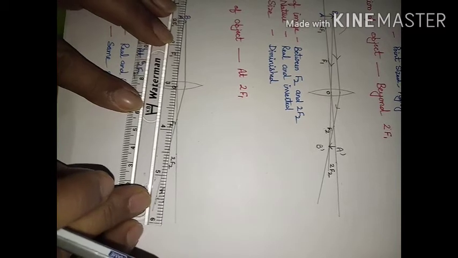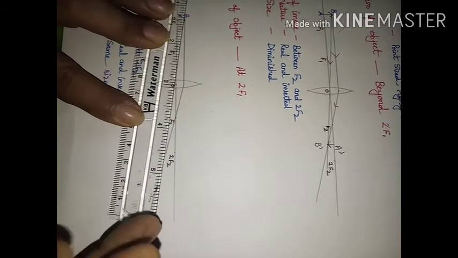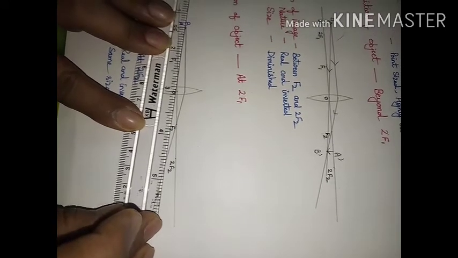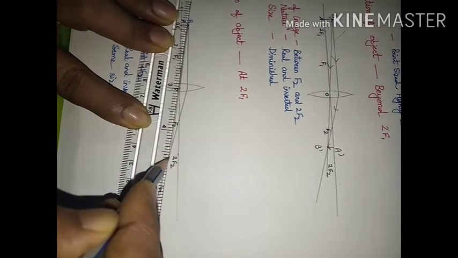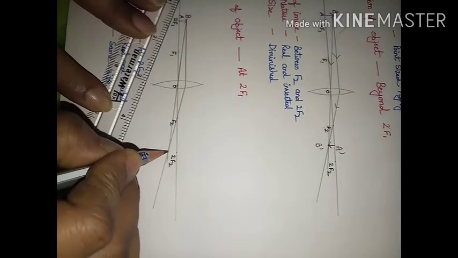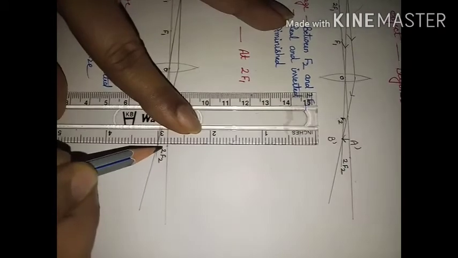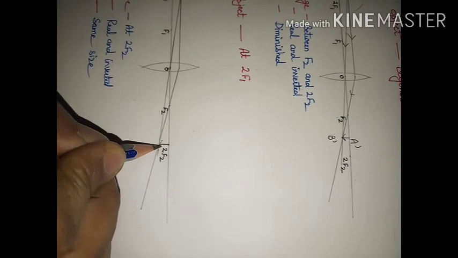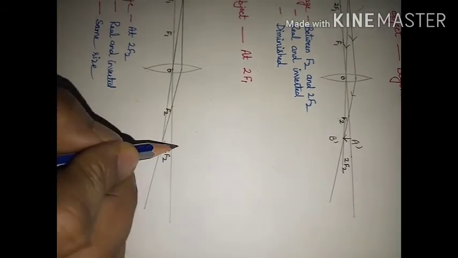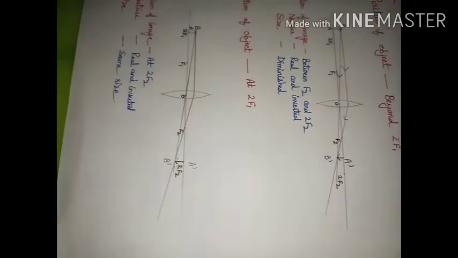Another ray of light will pass through the optical center, and it will go without suffering any deviation. So both are going to intersect at this point. So here we will get our image formation. This is also inverted, A dash, B dash.